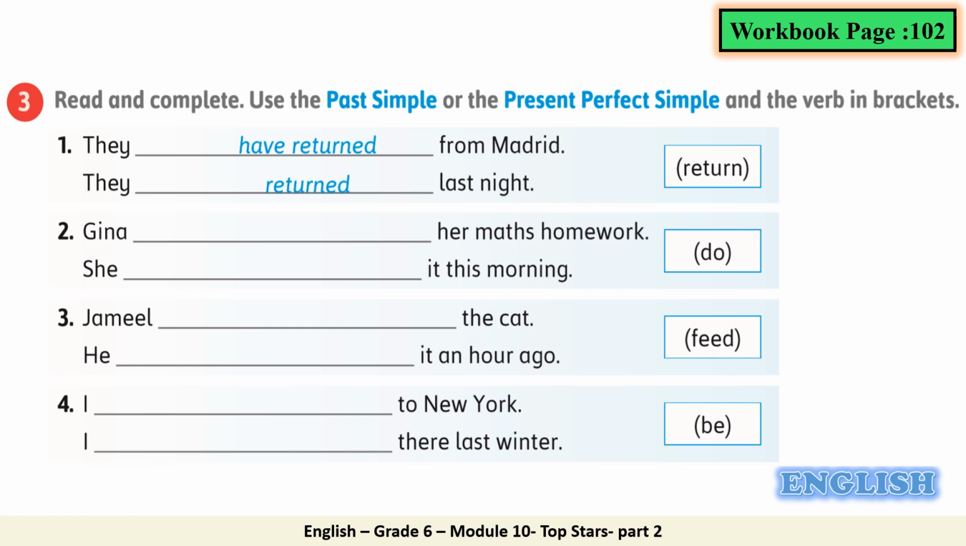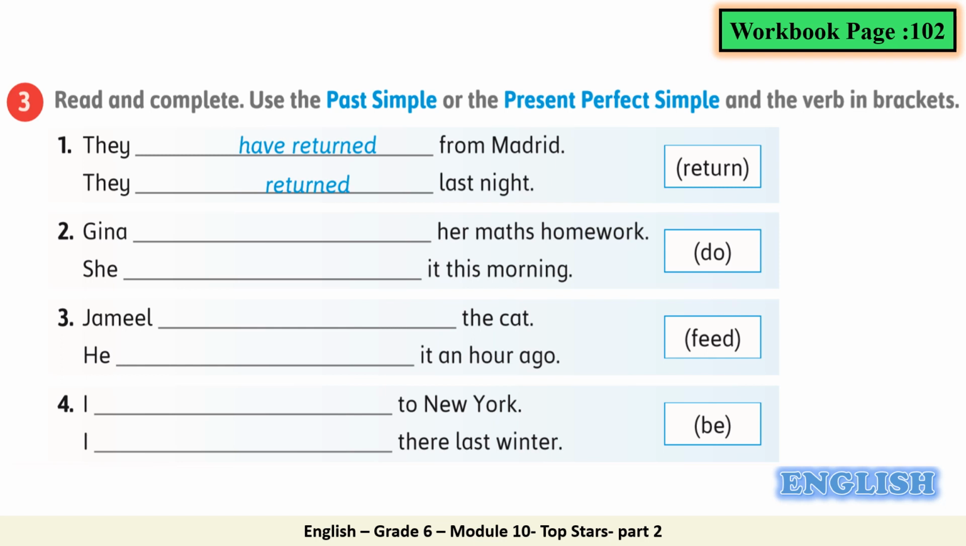They have returned from Madrid is connected to the present. So they are no more in Madrid. But sentence number 2, they returned last night. Here we have the time expression, last night. So they returned last night. The time expression refers to past simple. Very good. Be careful.